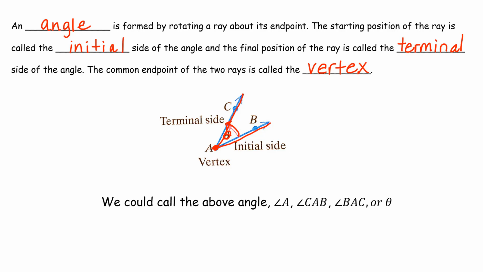You could call the above angle angle A, since there's only one vertex here, there's only one angle in this picture, so it would be perfectly fine to call that angle A. You could also call it angle CAB or angle BAC. As long as the vertex comes in the middle of the name, that's fine. And you could even call it by its measure. You could call it angle theta. Often angles are named with Greek letters like theta or phi, or alpha, gamma, those kinds of letters. We'll mostly be using theta.